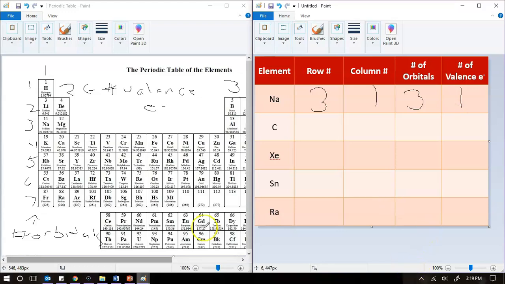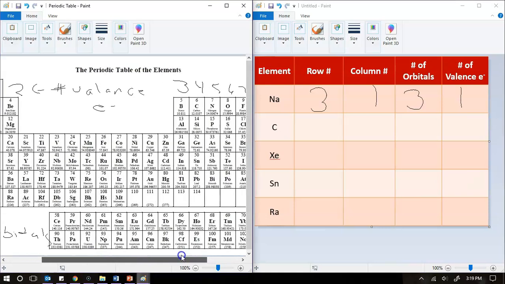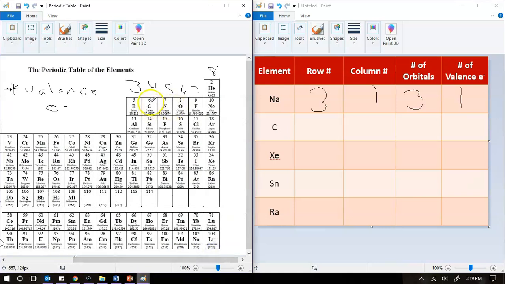If I come over to carbon, let's try that one together. So carbon's right here, alright, which happens to be row 2. And it's in column number 4. So that means that carbon has 2 orbitals and 4 valence electrons. Now just like before, pause the video, try those last 3 out yourself, and then come back to the video and double check your answers.